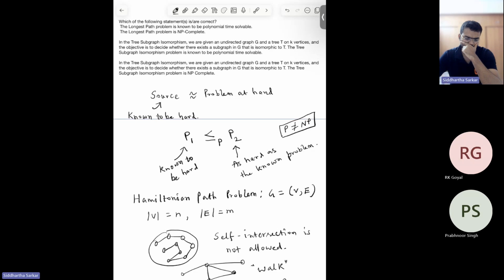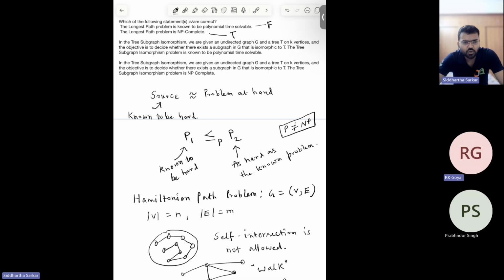All right. So we will say that this first statement, that the longest path problem is known to be polynomial time solvable, is false, and NP completeness is true. So how is this long path related to the longest path? Since we cannot solve the long path, therefore getting the solution of the longest path does not arise. Is this the only reason, or is there any other reason as well? It depends on the definition.